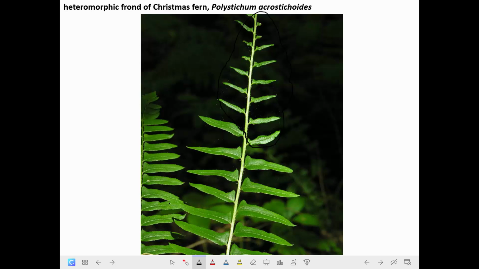So those are the three features that we use to differentiate ferns: frond form, frond dissection type, and indusium type.